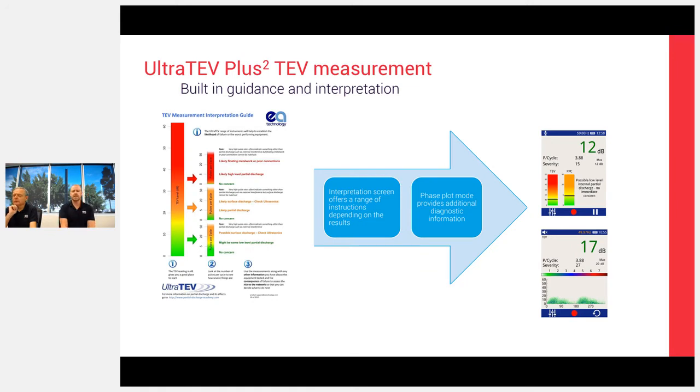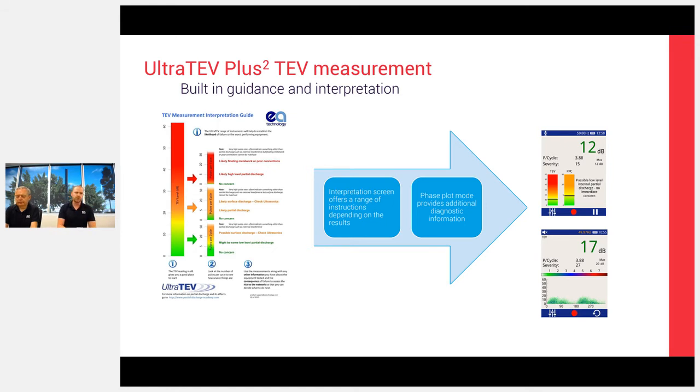Okay, so inside the UltraTEV Plus2, we've got a built-in guidance and interpretation graph. To get to that, you go into TEV mode, and then there's a whole bunch of screens that you can click on, but one of them says interpretation. If you open up the interpretation screen, it'll show you what it's showing us here on the right-hand side of the screen. It's looking at the decibel level and the pulse per cycle count, and it's making a good rule of thumb judgment about what the combination of that decibel level and that pulse per cycle count most likely is.